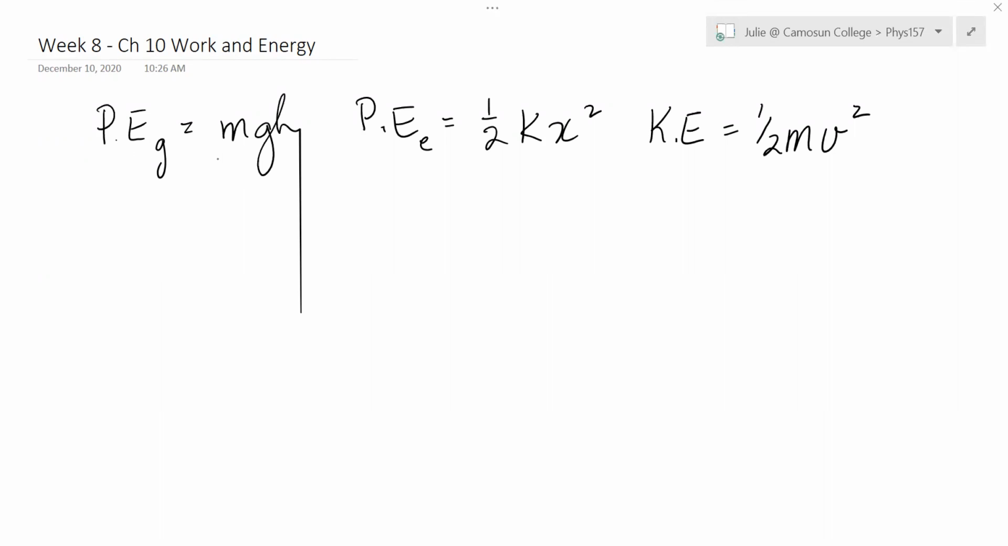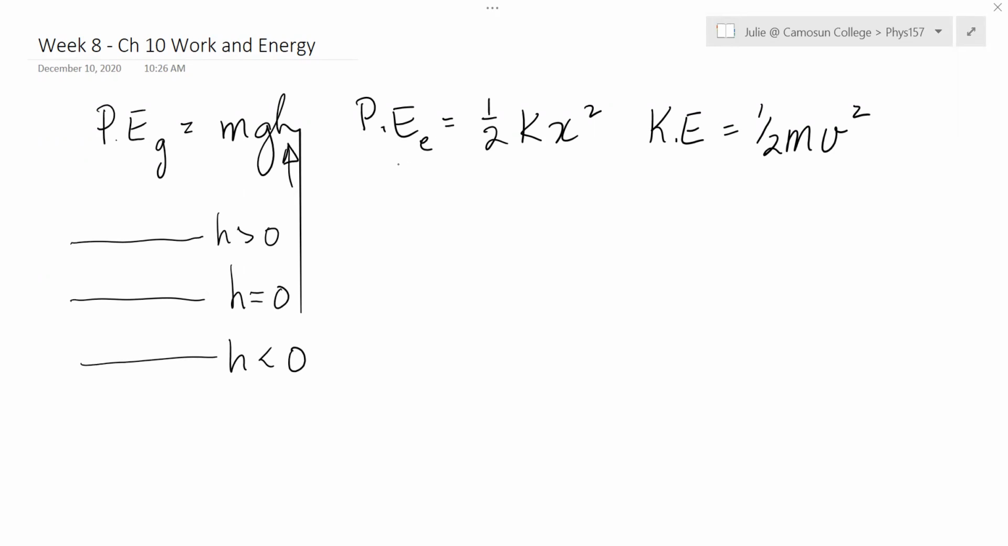So potential energy of gravity, it all depends on how you define this height. Remember that if you define h equals 0 to be there, then h is greater than 0 if you're higher, and h is less than 0 if you're lower. Potential energy, therefore, can be positive or negative.